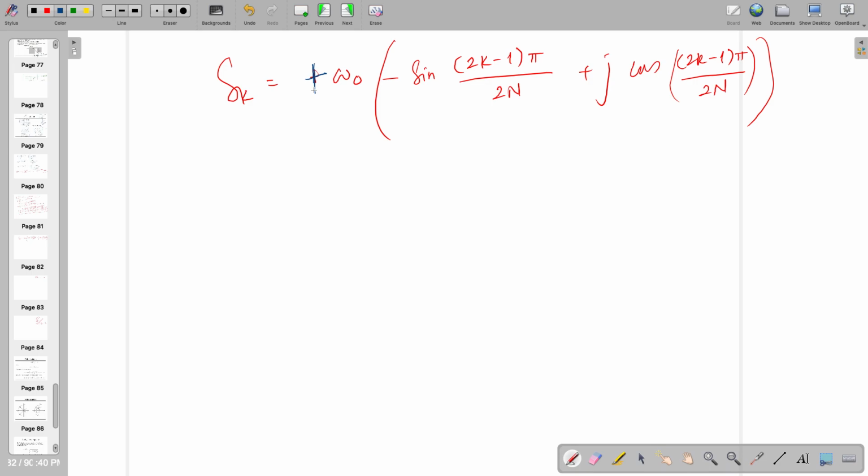Our roots are always in pairs. Yes, so you will have pairs. So then K represents the number of poles. Yes, you are correct, K is the number of poles. K should be even. It may be odd also.